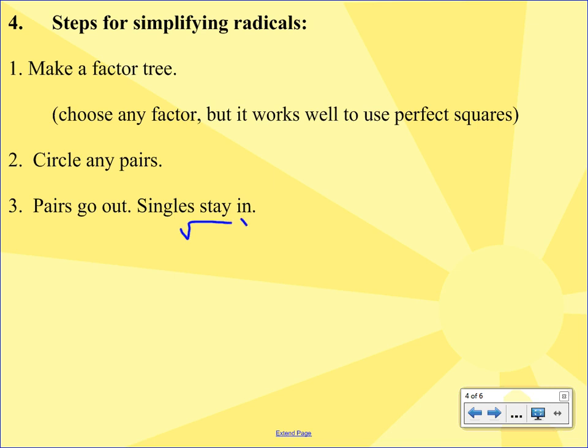So let's actually take a look at what this means. So under that square root that we just drew there, let's put the number 24, because that's the problem that we were just looking at that we couldn't simplify. So when we make a factor tree, underneath the number, we just start putting numbers that multiply to 24. So you could use 4 and 6.